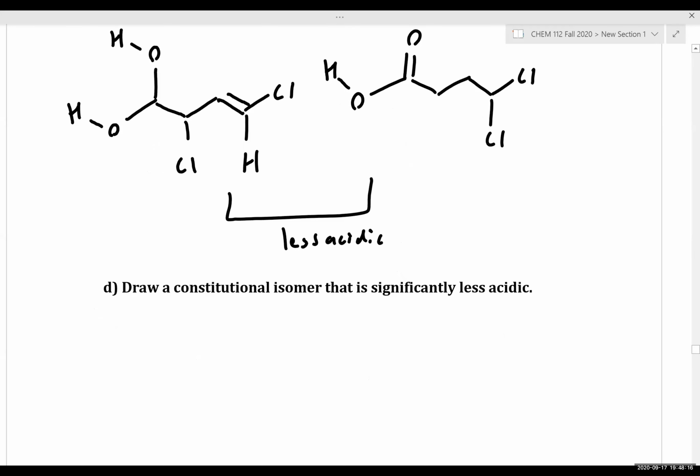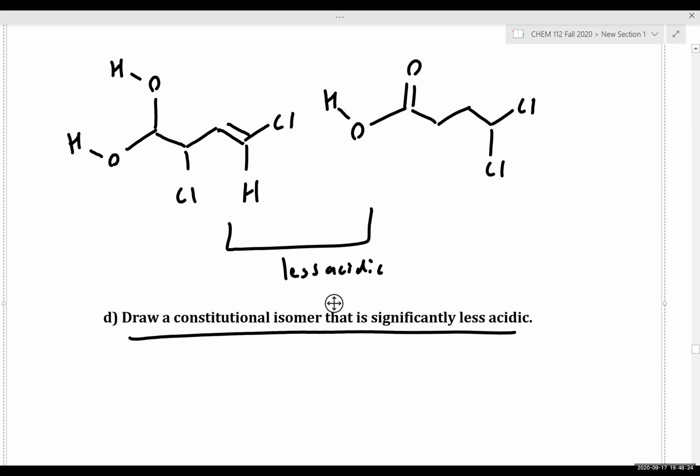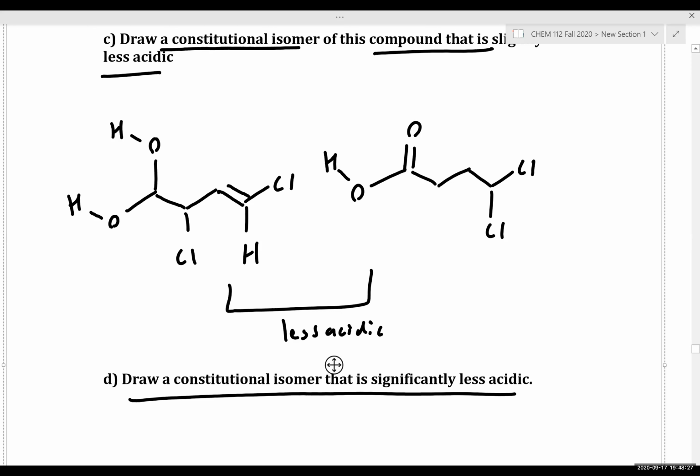Okay, so let's keep going. Which of these constitutional isomers would be significantly less acidic? When working through this example, did we draw a constitutional isomer that's way less acidic? If we label our isomers A and B, which isomer is substantially less acidic than our original structure? A, exactly right.